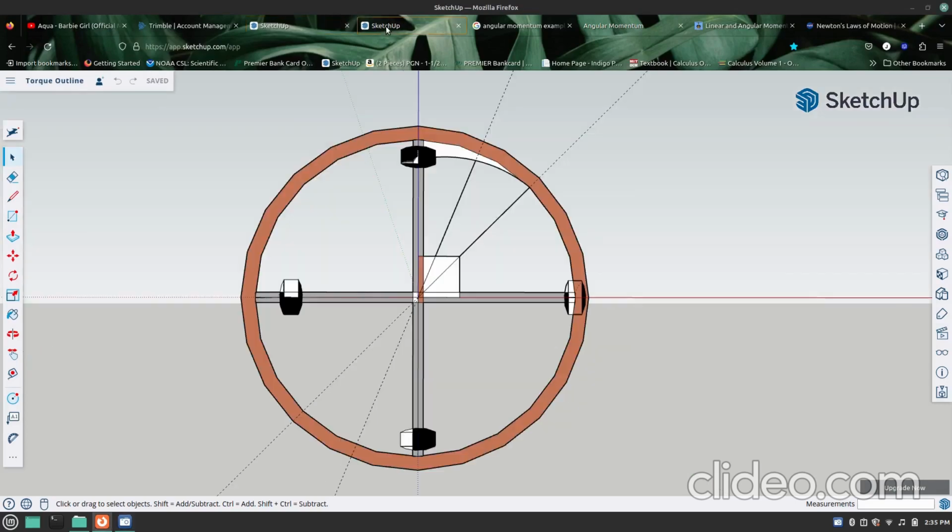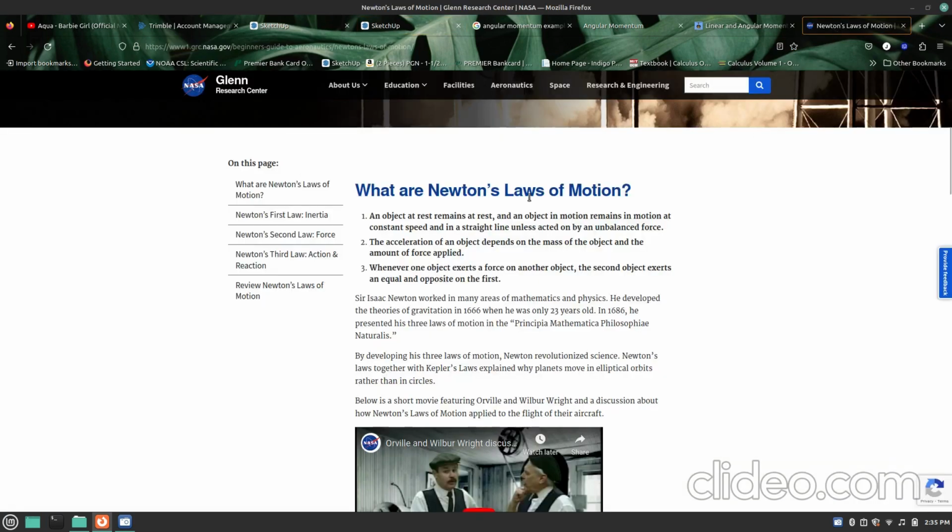Okay, I'll be discussing linear and angular momentum and how they apply to Besser's wheel. And we have Newton's laws of motion, courtesy of NASA. An object at rest remains at rest, and an object in motion remains in motion at a constant speed and in a straight line, unless acted on by an unbalanced force.